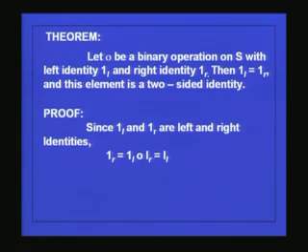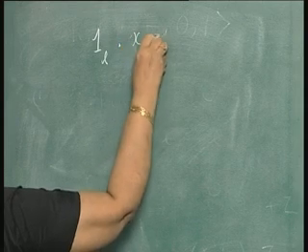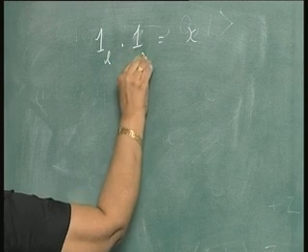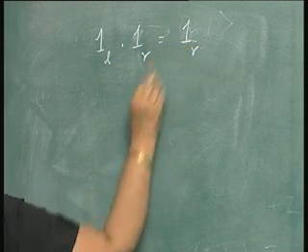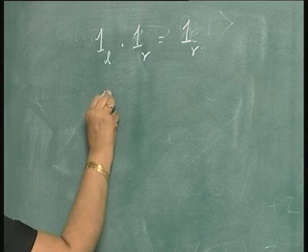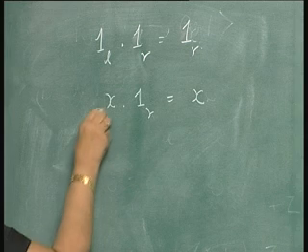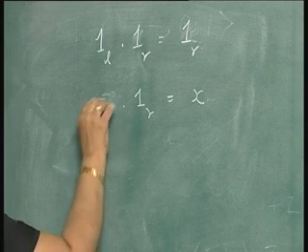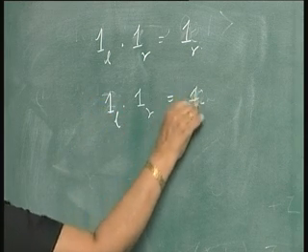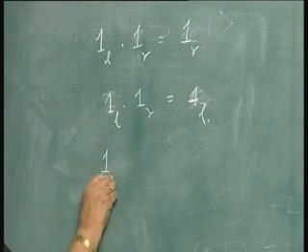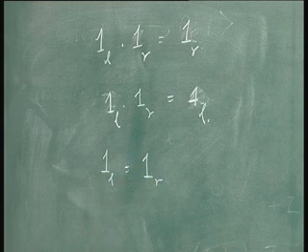Since 1L and 1R are left and right identities, what do you have? 1L is a left identity. So, whenever you multiply something by x, you must get x. Now, instead of x, I am taking 1R. 1R is a right identity. So, when you multiply something by 1R, you must get x. Now, suppose I take x to be 1L. So, I get 1L, 1R equals 1L and equals 1R. So, from these you get left identity equal to right identity.